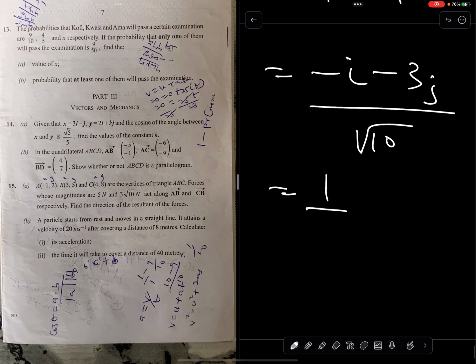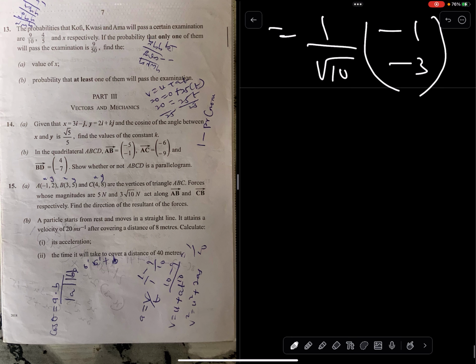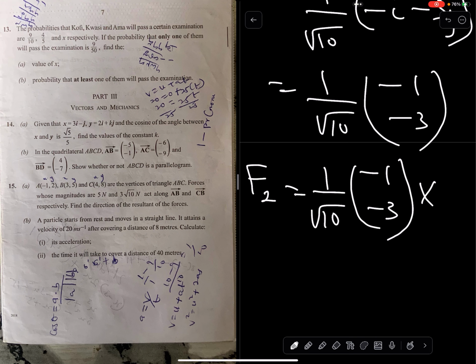And that's simply, I can write that as 1 over root 10 into bracket minus i minus 3j. Or this way, 1 over root 10 (minus 1, minus 3). Now, let the force acting along CB be F2, and that's given by the unit vector in the direction of CB multiplied by the magnitude of the force acting along CB, and that magnitude is 3 root 10.